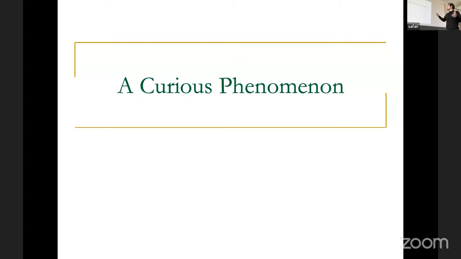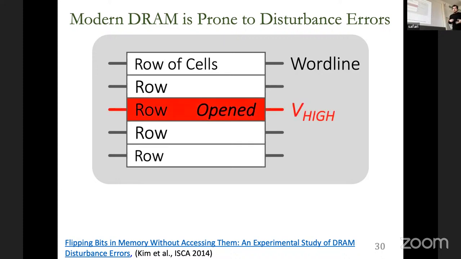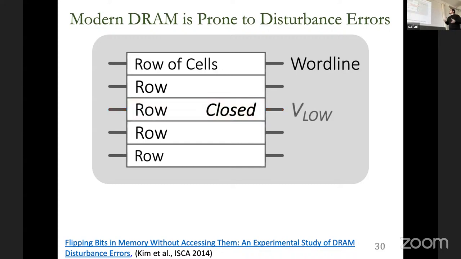So, RowHammer is a curious phenomenon. You have this diagram showing how DRAM cells are organized. You have many DRAM rows, and each DRAM row is activated by a word line. To access a cell, you need to open or activate the word line of the row this cell belongs to. Then if you want to access another cell in a different row, you need to close this row, or precharge the bank, essentially setting the word line voltage to a low value.